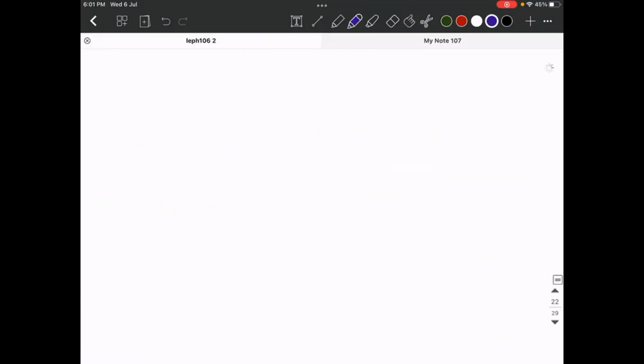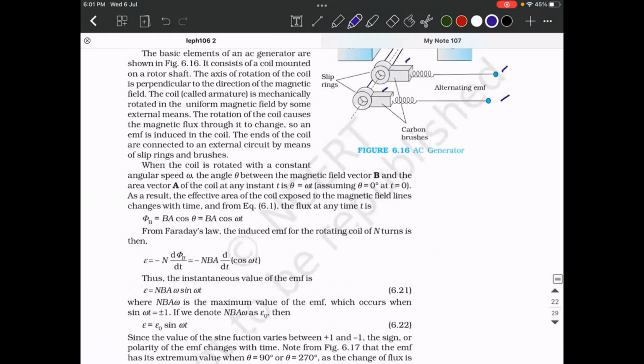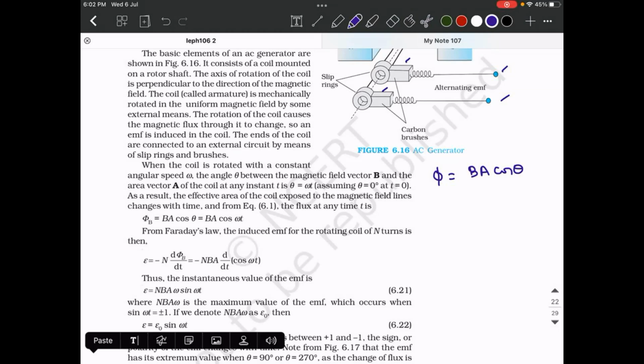Okay, I'll go with this expression. So we know that flux is equal to B into A into cos theta. B is generated due to the permanent magnets. Accepted? So the magnetic field is generated due to the permanent magnets. Area here is related to the armature coil. Okay. Then what about theta?